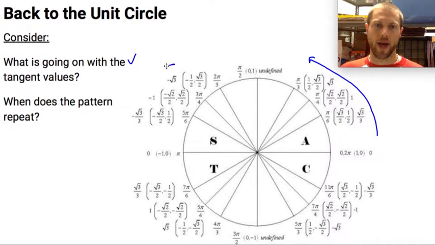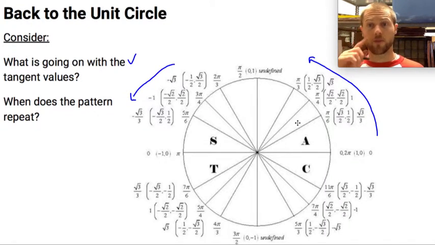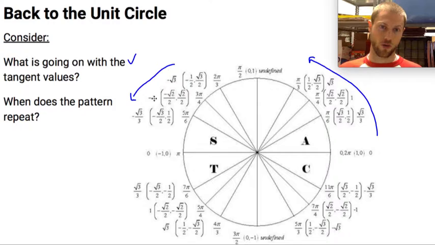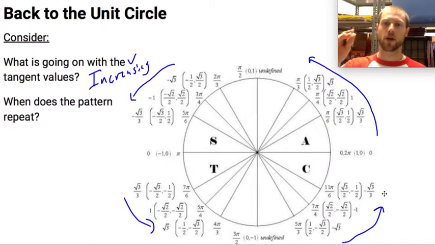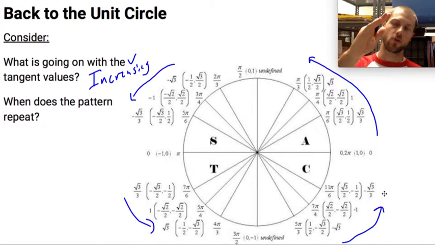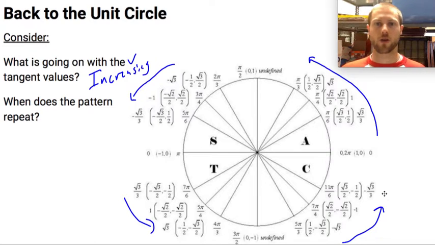Then when I move past that undefined point, I have very similar numbers that are kind of reflected, but because they're negative, I'm still getting bigger. So negative root 3 is less than negative 1, which is less than negative root 3 over 3. These numbers are all increasing as I go around the circle. And that would continue around quadrants 3 and 4: I'm getting bigger and bigger, then I have this break, and again bigger and bigger, and another break. So there's some sort of pattern where something is interrupting our increasing. Okay, that's the first thing.